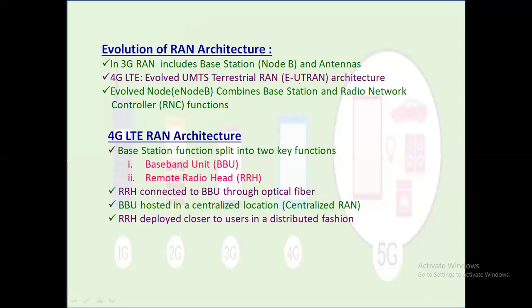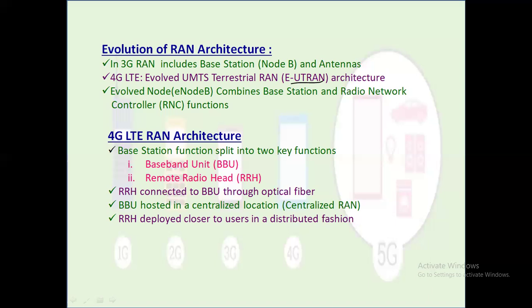We can call it E-UTRAN architecture. And in this new architecture, the evolved Node B, eNode B, replaced the traditional base station and radio network controller, RNC, functions, combining them into a single entity. This consolidation enabled faster data transfer rates, low latency, and improved network efficiency, paving the way for widespread adoption of mobile broadband services. Next, we'll see 4G LTE RAN architecture.